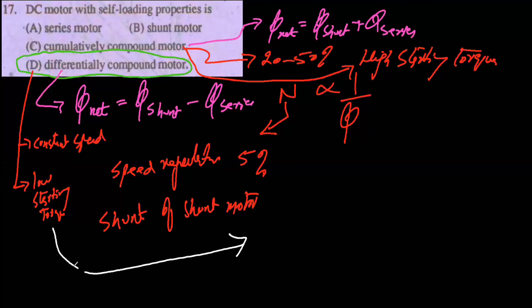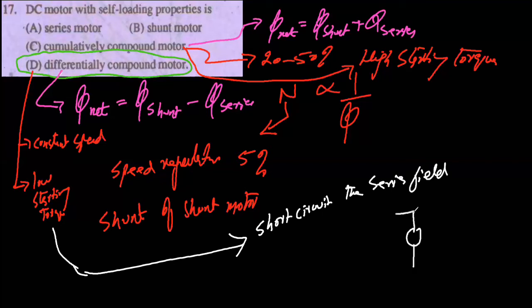How will you start it like a shunt motor? You will short circuit the series field. If you short circuit the series field, then it will become a shunt motor. So here we have the armature, here we have the shunt field, and here we have the series field. If you short circuit this series field, then it will become a shunt motor.